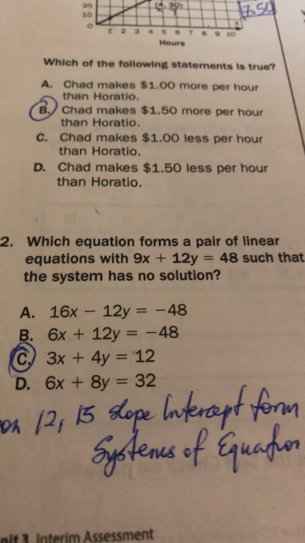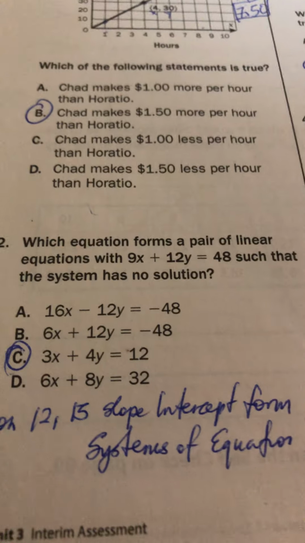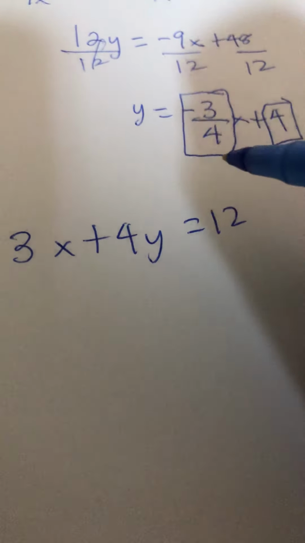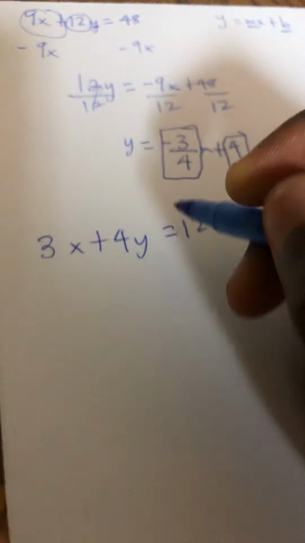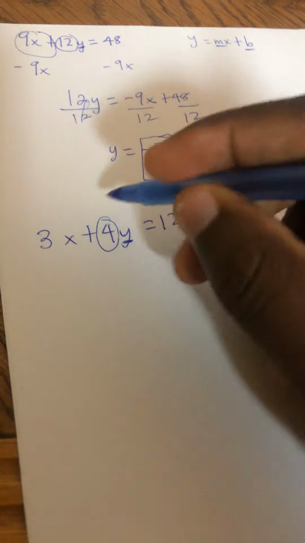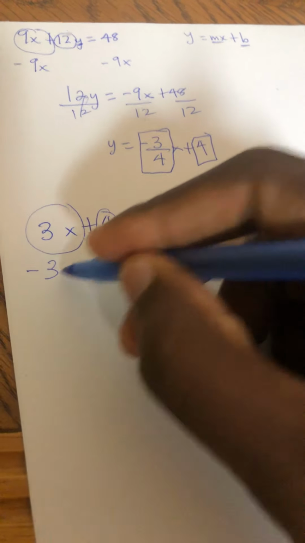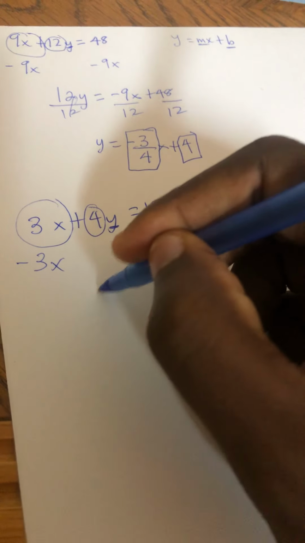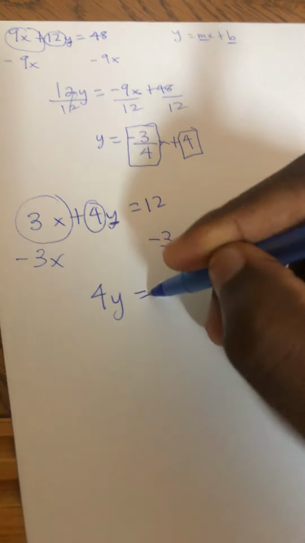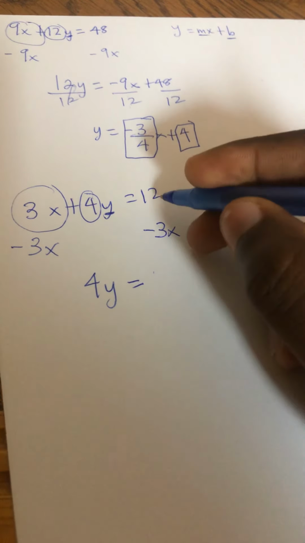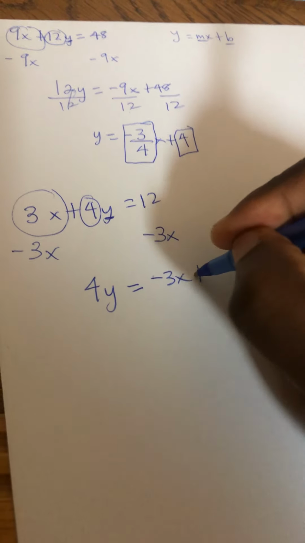So we have 3x plus 4y equals 12. So we're doing the same thing. We have to turn this into y equals mx plus b, which means we're trying to get y alone, so we have to get rid of this 4 and this 3x. Let me start with this 3x. It's a positive 3x, so I'm subtracting 3x. Whatever I do to one side, I have to do to the other side. So that cancels out, and I have left on the left side 4y equals negative 3x plus 12.